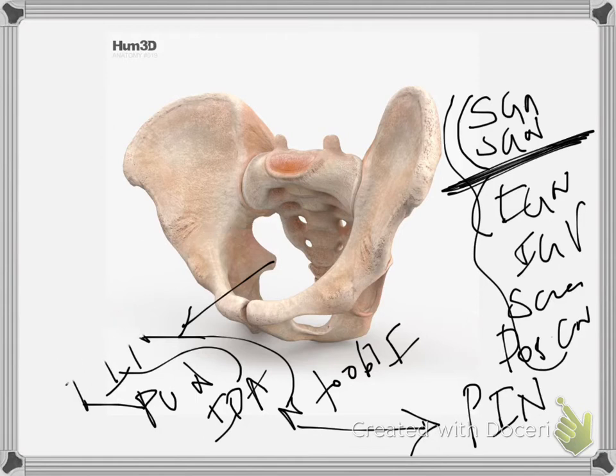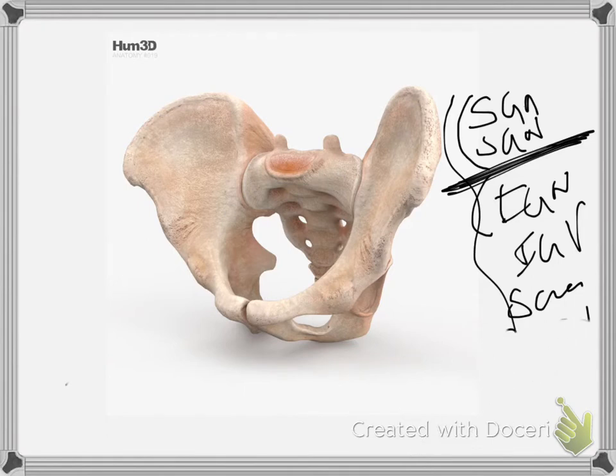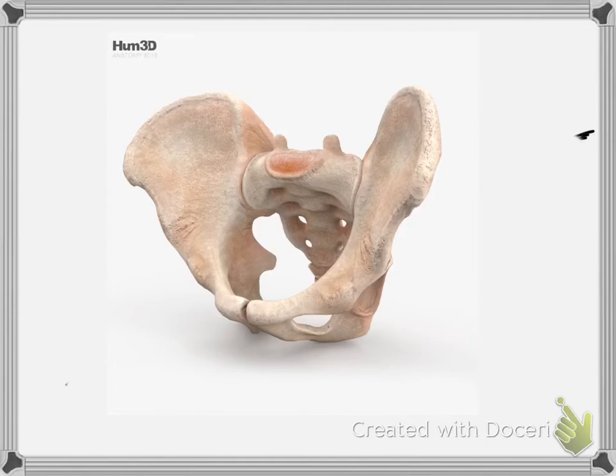Now, structures passing through the lesser sciatic foramen. Through the lesser sciatic foramen, only the PIN structures. These three structures alone come through the lesser sciatic foramen. So, lesser sciatic only PIN. Greater sciatic along with PIN, I have told other nerves and vessels also. So, this is about the greater sciatic and lesser sciatic foramen and notch.